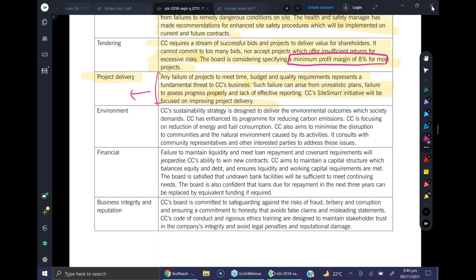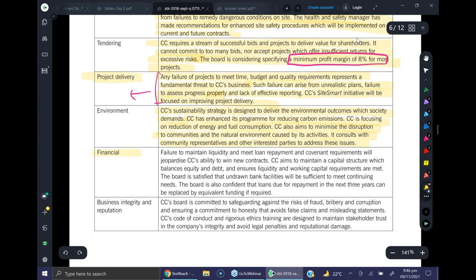Next, we have environment risk. CC's sustainability strategy is designed to deliver the environmental outcomes which society demands. CC has enhanced its program for reducing carbon emissions. CC is focusing on reducing energy and fuel consumption. CC also aims to minimize the disruption to communities and the natural environment caused by its activities. It consults with community representatives and other interested parties to address these issues. So they're very active towards the environment.